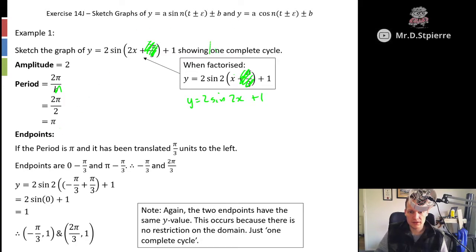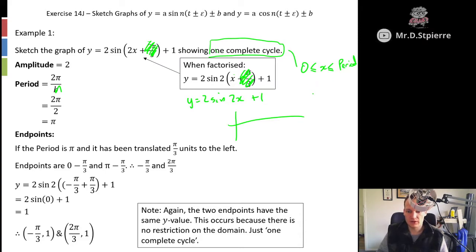Okay. Now the endpoints. It asks us to show one complete cycle. Now, since we have no horizontal translation, that's really easy. We've got our period, so we know one cycle will be from 0 all the way to, in this case we're dealing with x, whatever our period is.